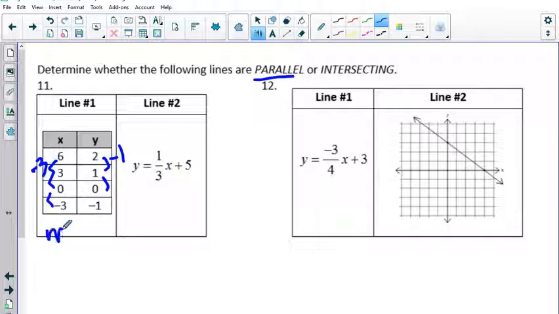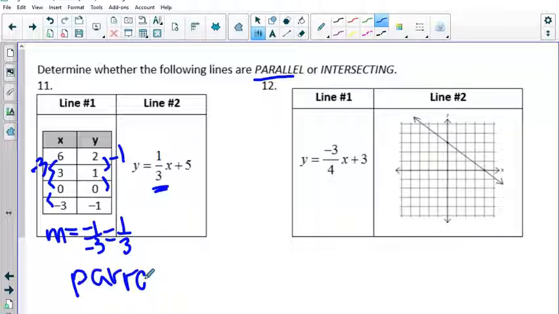And so if I reduce that into change in y over change in x, I'm doing negative 1 over negative 3, which really reduces to positive 1 over 3. And then if you look at line 2, the slope is right here, which is 1 over 3. So they're the same. Therefore, these two lines are parallel.